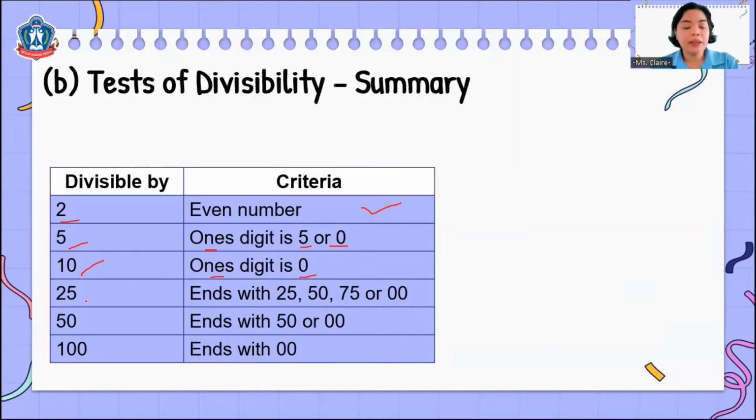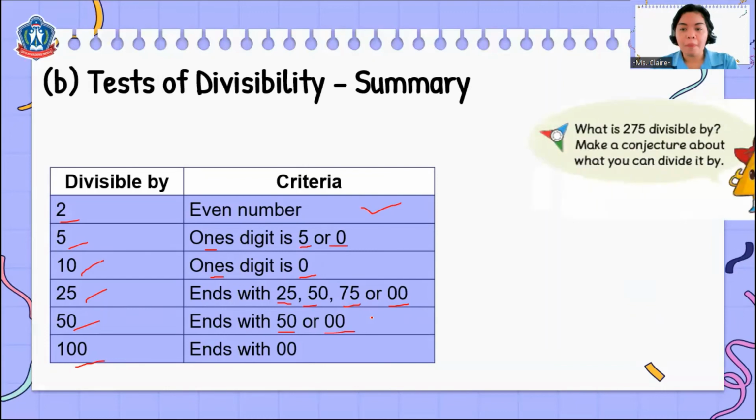It is divisible by 25 if the last two digits are 25, 50, 75, or double zero. It is also divisible by 50 if it ends with 50 or double zero. And it is also divisible by 100 if it ends with double zero. So these are all about the test of divisibility.